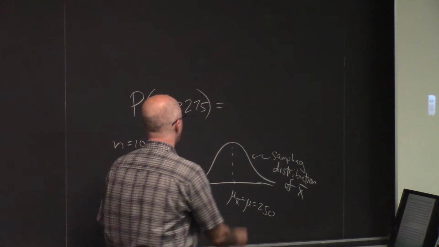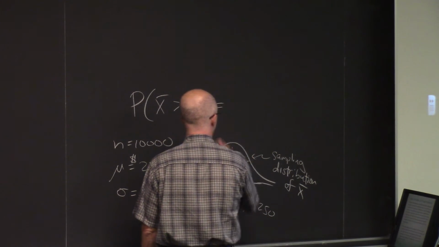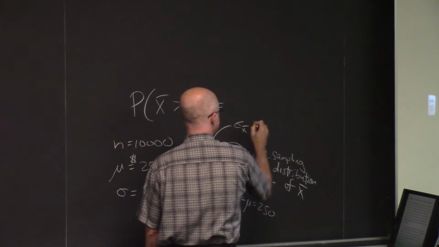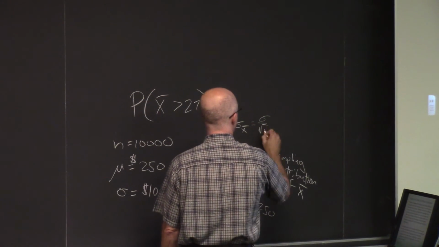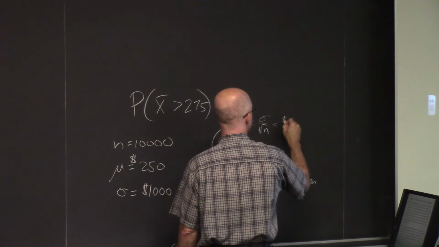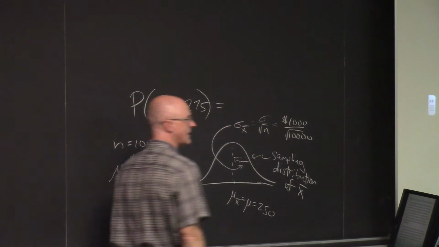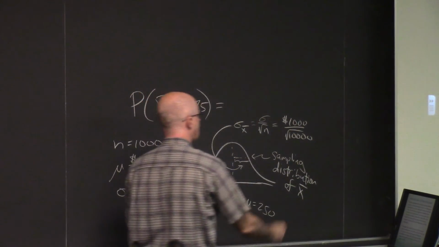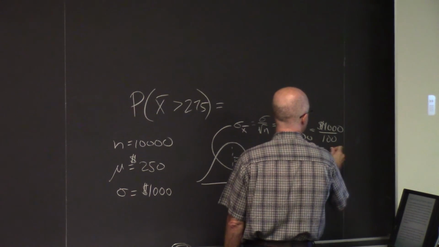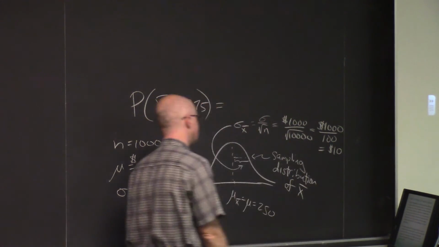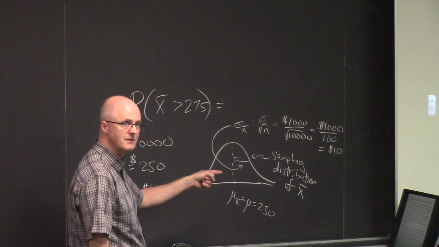It doesn't work that way for the standard deviation, but for the means, they are equal. It's at 250. What about the amount of spread as measured by the standard deviation of the sampling distribution? What is that distance right there? We've called that sigma sub X bar. It's not equal to sigma, but it's related. It's sigma divided by square root of n. In this case, that's $1,000 divided by square root of 10,000. Square root of 10,000 is 100. $1,000 divided by 100 is $10. That's the standard deviation of the sampling distribution.